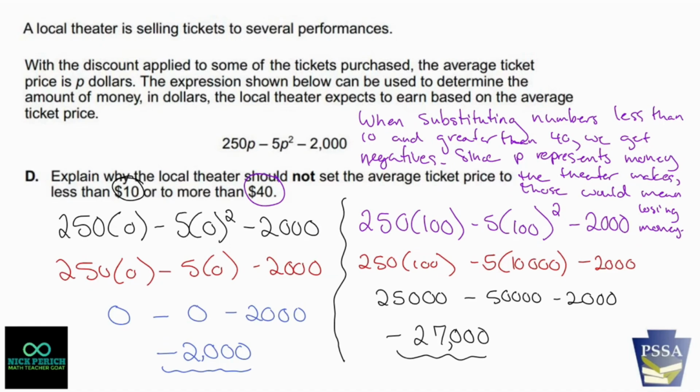If I plug in numbers smaller than 10, if I plug in numbers bigger than 40, I get a negative number. And if I'm trying to make money, I don't want negative money because that means I'm losing it. That, ladies and gentlemen, is our open-ended response. Hope this helps.